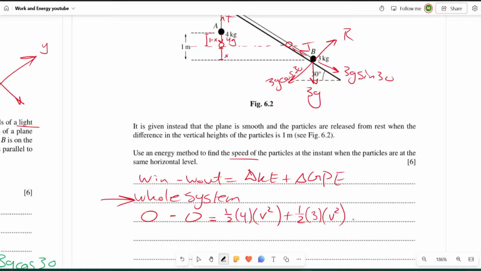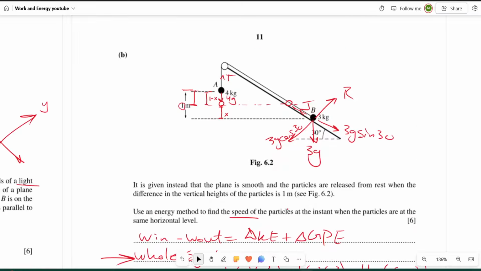You already know. Plus the change in gravitational potential energy of A, which is the mass of A times g times the height that A moved. We said A is going to move 1 minus x, and it's going to end up below its starting point, so it has to be minus (1 minus x). This is the change in height for A. For B, the change in height is going to be plus mass times g times, what is the change in height for B? It's basically x.